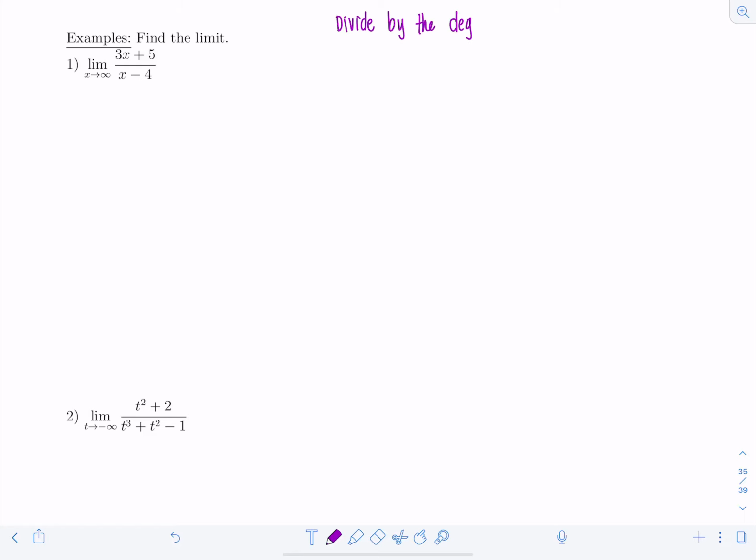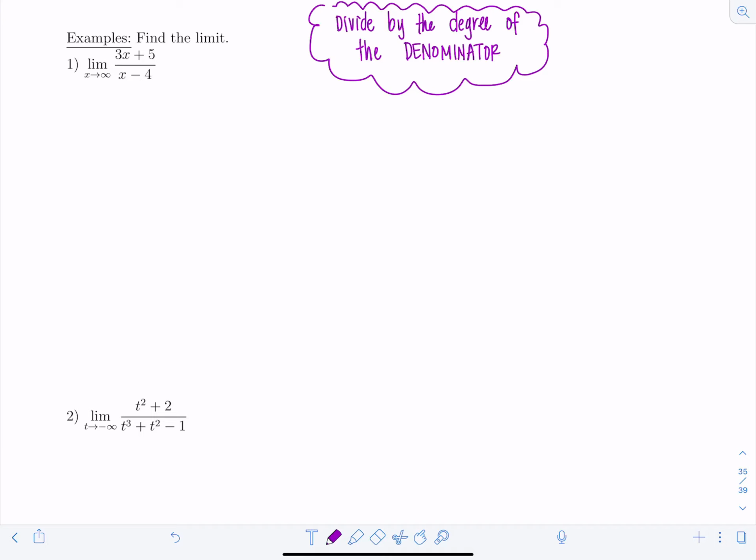So the degree of the denominator is determined by the highest power of the variable that you see down there. Sometimes it's x, sometimes it's something else. So you're going to divide by the highest power of the variable in the denominator. In this case, the highest power of x that I see in the denominator is to the first. So I'm going to divide numerator and denominator by x. You'll see why in just a second.